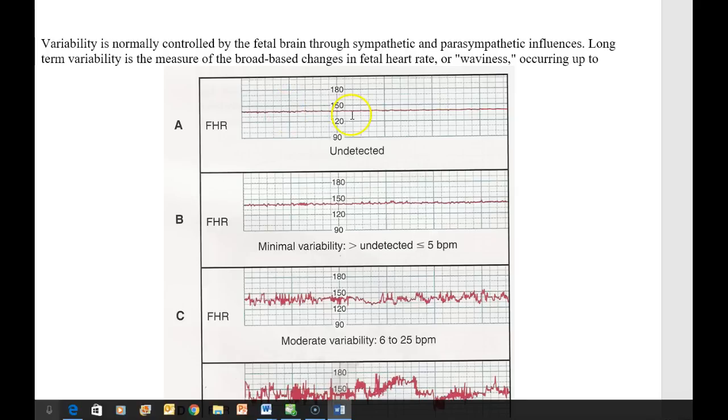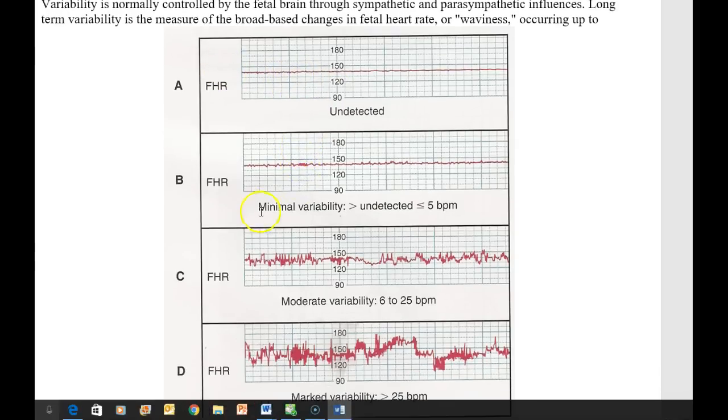So it doesn't say 140, 148, 142, which is what we want. It's the consistent 140, and that tells us that we have some severe brain damage. So we don't want to see undetected. Minimal variability is when you're asleep. Many times when you're sleeping, you have decreased sympathetic and parasympathetic activity, but your brain is still working, but you're sleeping. So minimal variability is from undetected to 4 beats per minute.